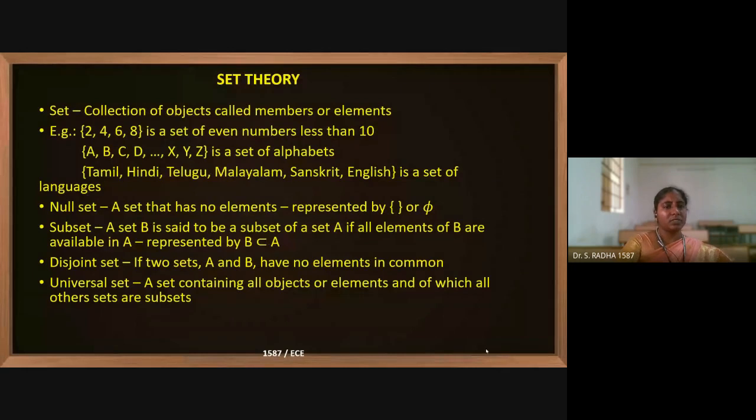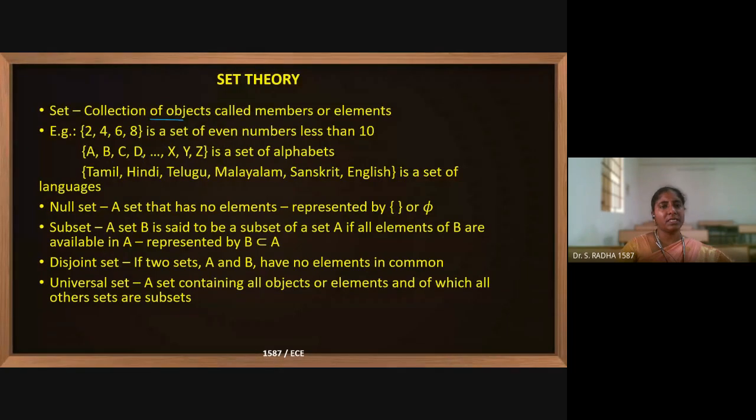Now coming to set theory. The basic definitions required for set theory. Set means it is a collection of objects. Example is 2, 4, 6, 8. All these are even numbers, so this is a set of even numbers. There is also a rule maintained: less than 10, because the next even number is not there. All these numbers are less than 10. So we can say it is a set of even numbers less than 10.